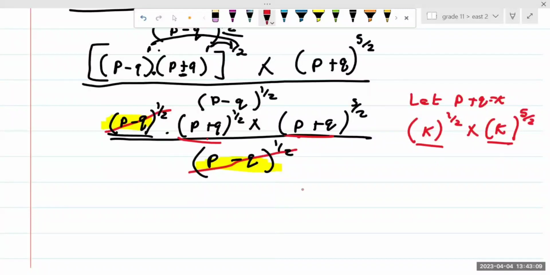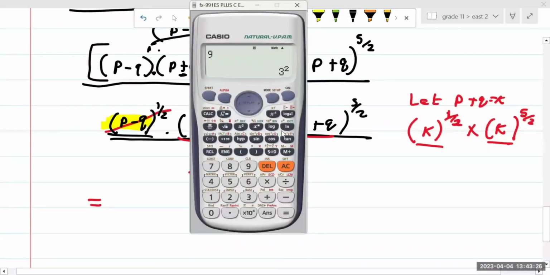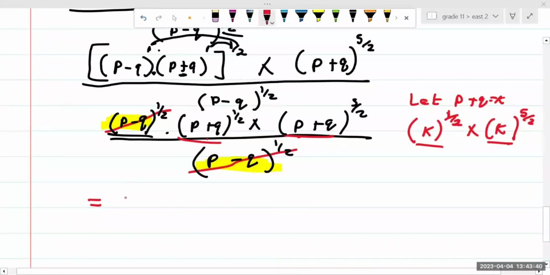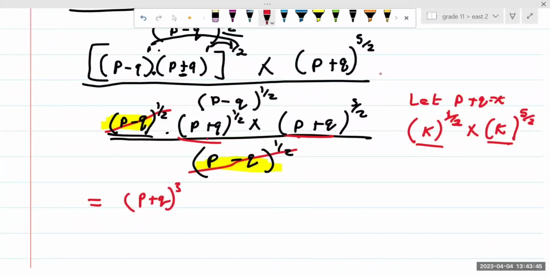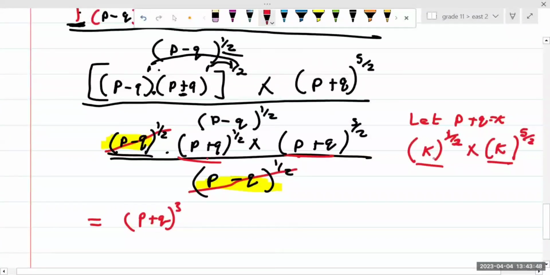Yes. If bases are the same and then we're multiplying, what do we do to the exponents? We add them. So we have half plus 5 all over 2. Now you can check that with your calculator. If you say you have half plus 5 over 2, you get 3. Yes. Then it means, you know what K is, you can say you have P plus Q to the power of 3. Yes. And then you should be done here.